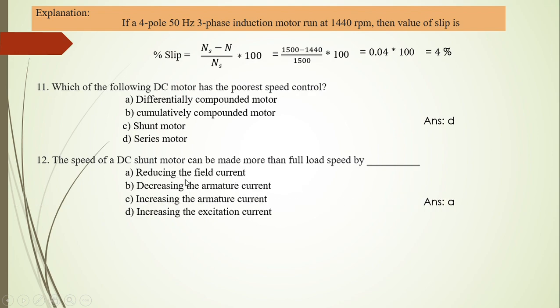Option A is the right answer, because N is proportional to Eb divided by phi. Speed is always inversely proportional to the flux. So to reduce the flux, we have to reduce the field current so that we can increase the speed greater than the full load speed.